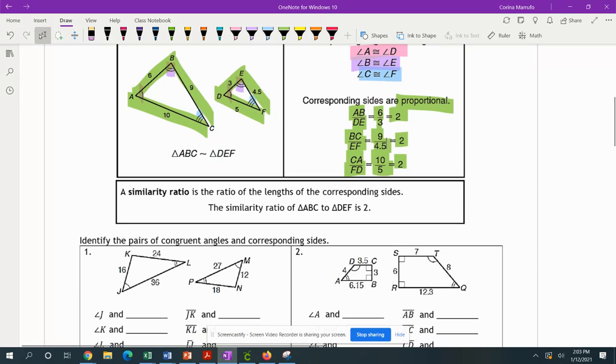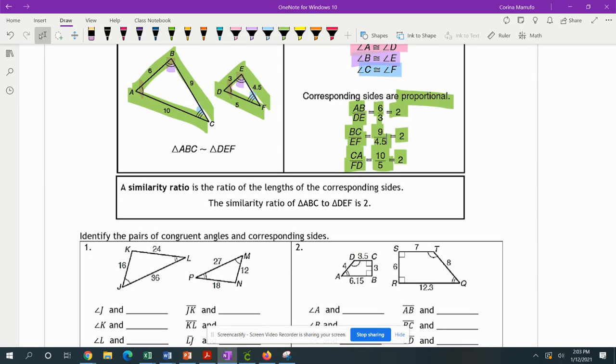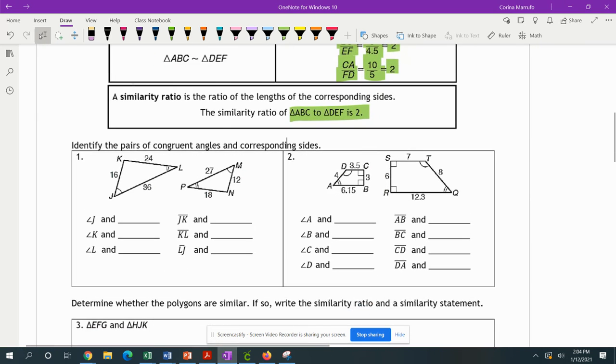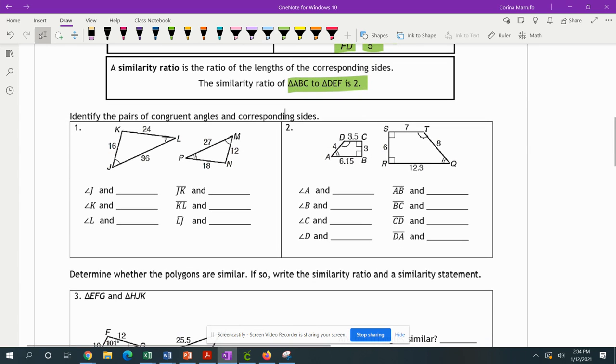The similarity ratio is a ratio of the lengths of the corresponding sides. The similarity ratio of ABC to DEF is 2. The similarity ratio is a little bit different than your scale factor. For scale factor, you would divide the other way around, taking the smaller triangle and dividing it by the bigger triangle. The similarity ratio goes in the order they tell you, so for example ABC, you divide that by DEF. I just don't want you guys to get confused about that.